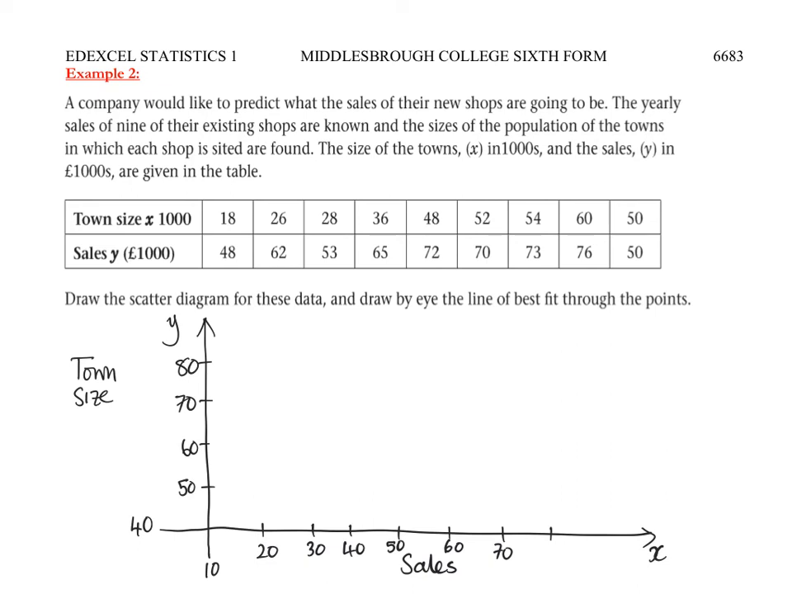So if we put the first one on, 40, it's roughly about there. 26, 62, this is all very rough. 28 and 53, it's about there. 36 and 65. 48 and 72, 52 and 70, 54 and 73, 60 and 76, and 50 and 50.